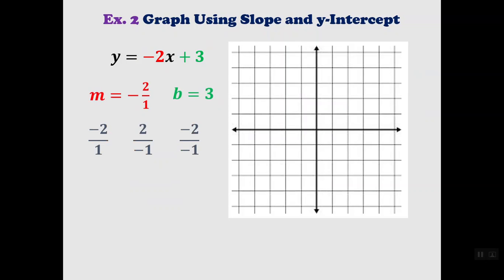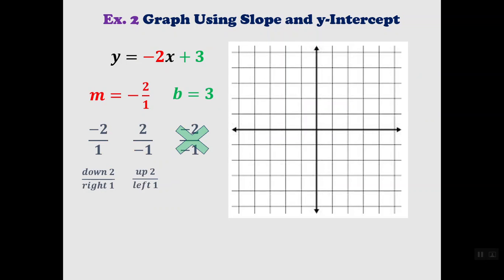+2/-1, or -2/-1. Now, which of these is appropriate as a way of expressing -2? Well, the first two simplify to the value of -2, but the last one, -2/-1, would make a +2, so that is not an option. So we can express our slope as going down 2 to the right 1, or up 2 to the left 1. So first step, after we've done this, the next step is plotting our y-intercept.